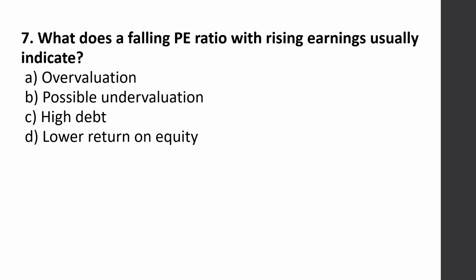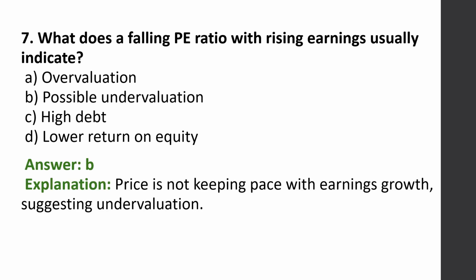Next question. What does a falling PE ratio with rising earnings usually indicate? Option A overvaluation, option B possible undervaluation, option C high debt and option D lower return on equity. Correct answer is option B possible undervaluation. Price is not keeping pace with earnings growth, suggesting undervaluation.